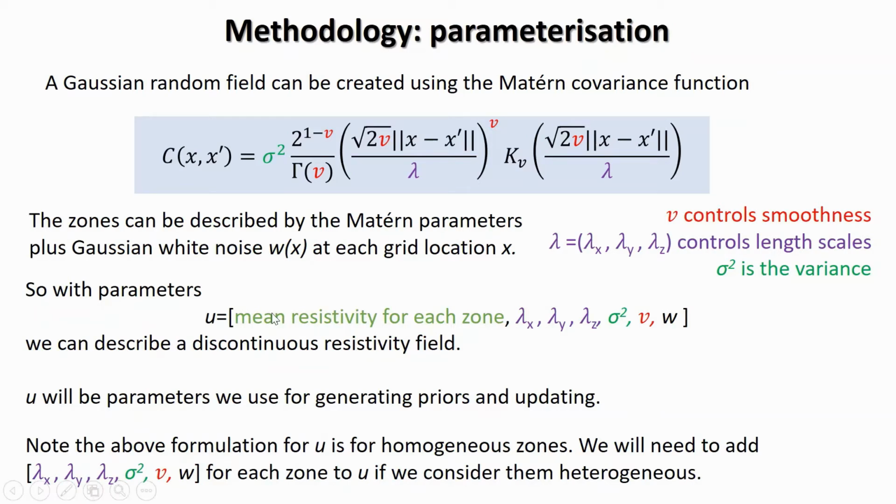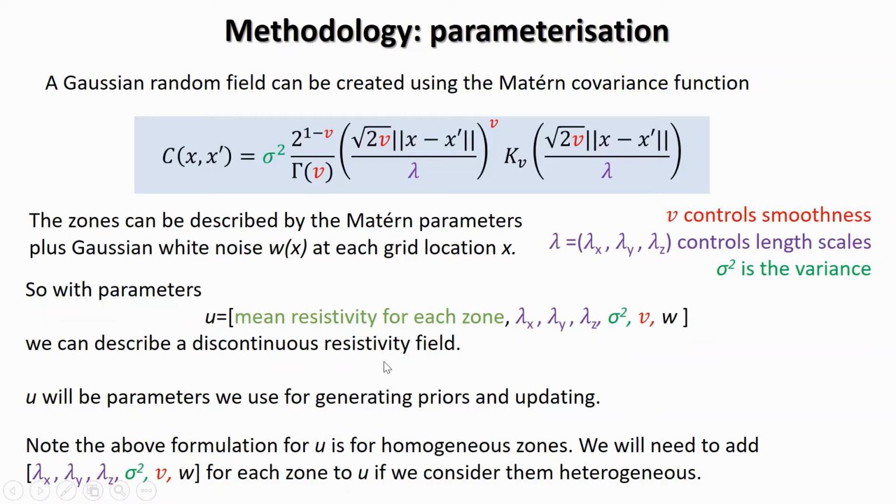We need to define a mean resistivity for each zone. So what we'll have then is a series of correlation lengths. They could be anisotropic or isotropic, and we've shown here the general case for an anisotropic correlation length set. We've got variance, we've got a smoothing term, we've also got a white noise term, W, here at the end, and we're going to define for each zone a mean resistivity. So there will be two additional hyperparameters if we decide to go for a two-zone solution, and three mean resistivities if we go for three-zone, and so on.